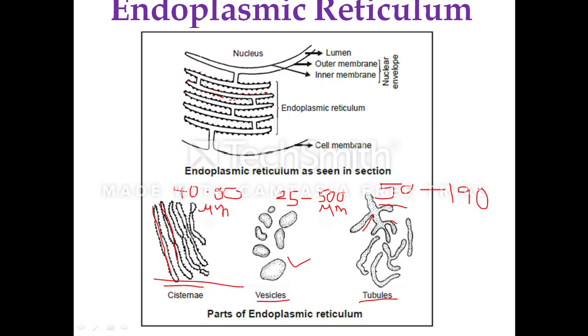The tubular form of endoplasmic reticulum is often found in smooth endoplasmic reticulum, like our vesicles, and is dynamic in nature. It is associated with membrane movements, fission and fusion between the membranes. So that is regarding the morphology of the endoplasmic reticulum.